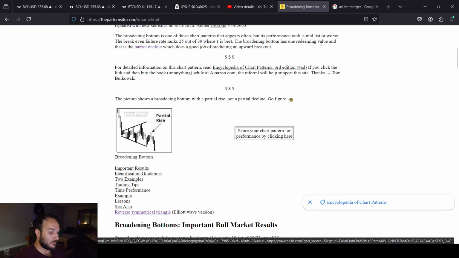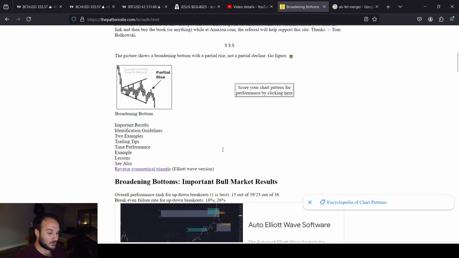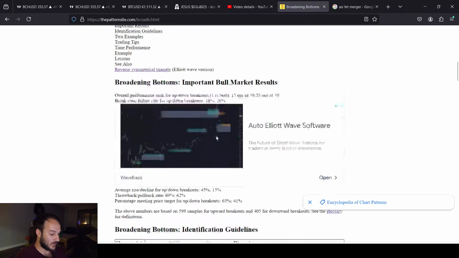The broadening bottom has one redeeming value, and that is the partial decline, which does a good job for predicting an upward breakout. So a partial decline would be the opposite of this. This is a partial rise, right? So you're from the bottom here, going up to reach the top trend line, but instead of doing that, you don't reach it and you turn around halfway through the move, a quarter way through the move, 3/4 of the way through the move, then you pull back. Here, just the diagram has it drawn halfway, but it doesn't have to be halfway.